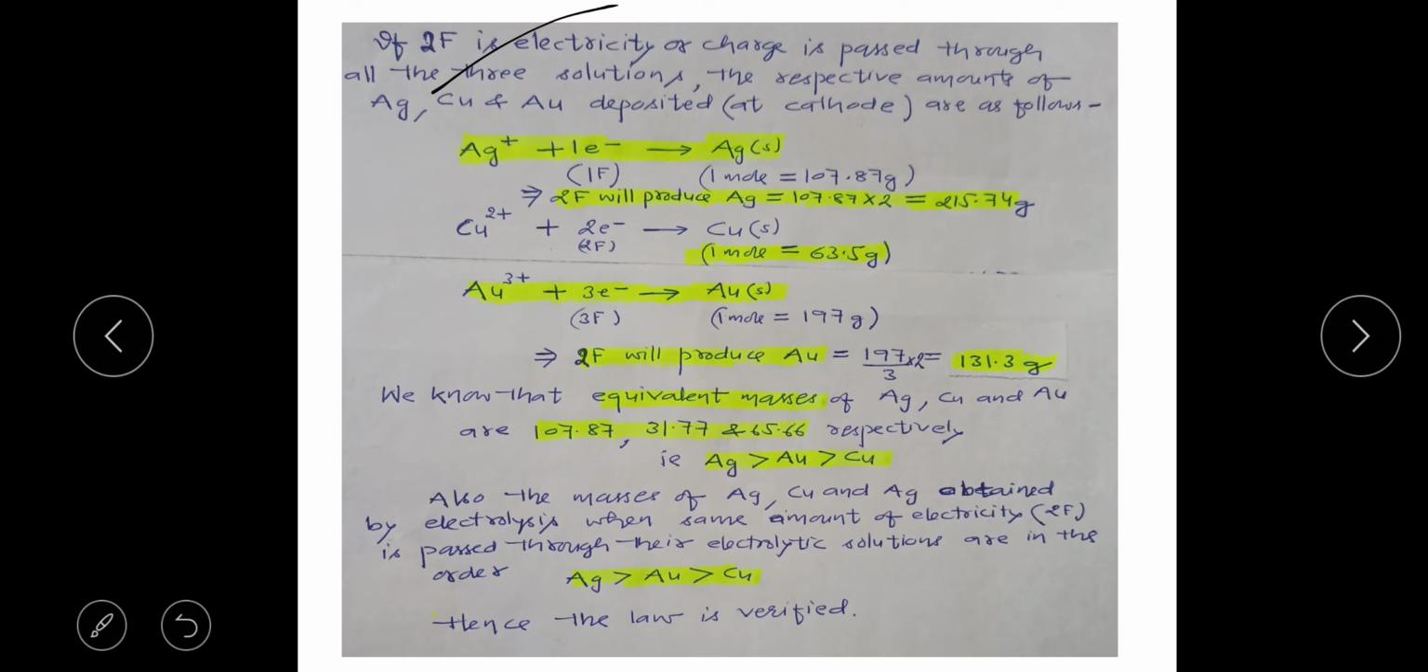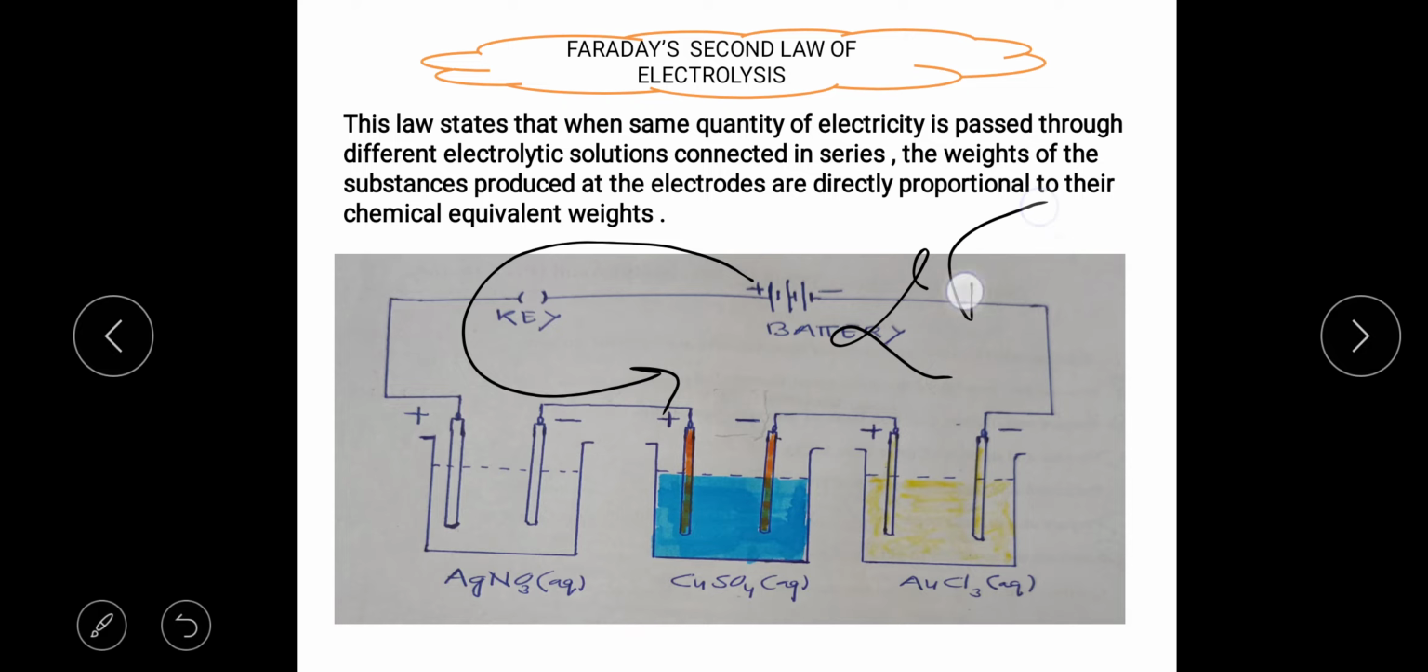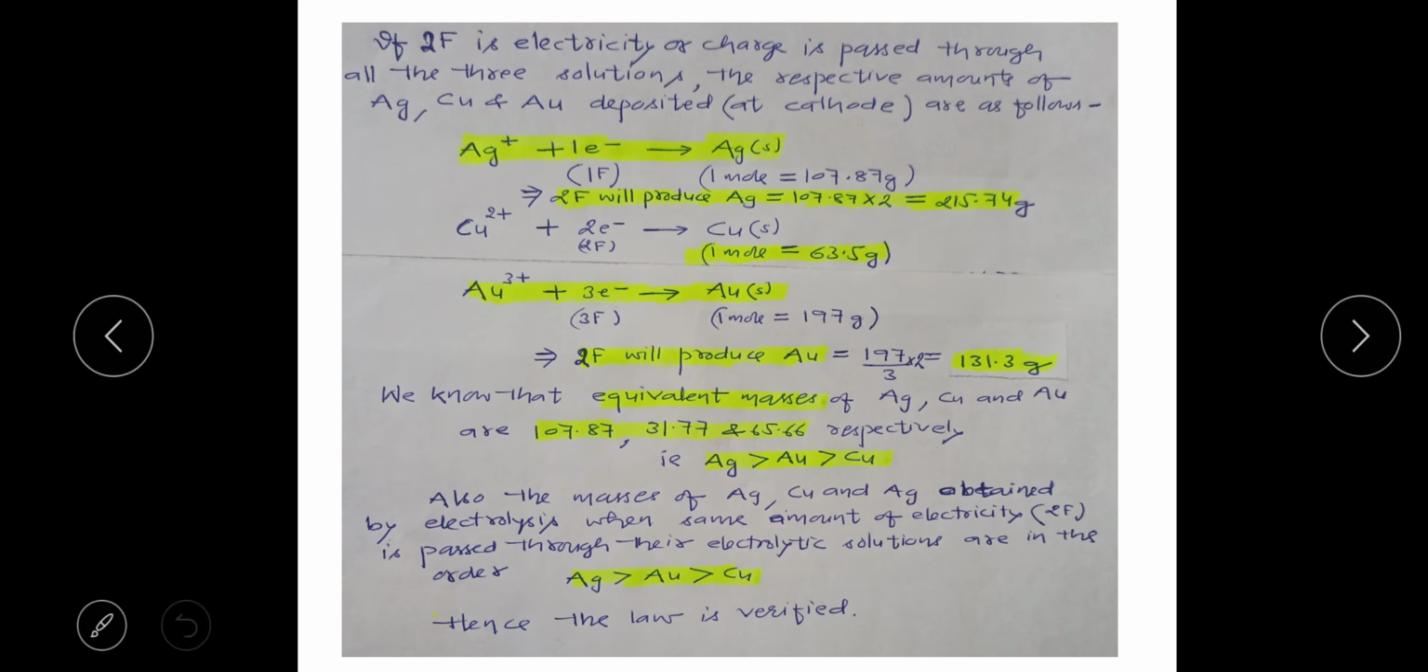Let us suppose that we make 2 farad electricity pass through these three. 2 farad. Okay? Now, Ag+ needs 1 electron to become Ag. It means 1 farad electricity will produce 1 mole of silver, that is 107.87 gram. 2 farad will produce 107.87 into 2, that is 215.74 gram.